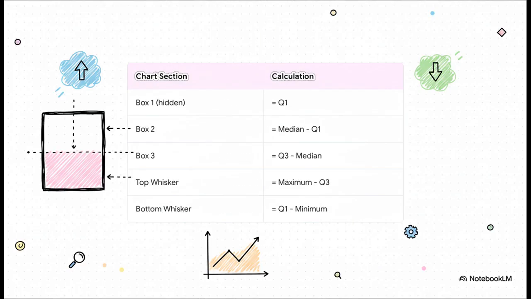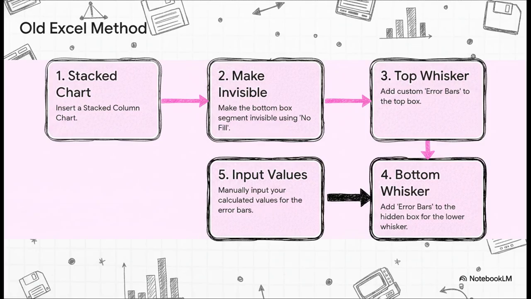But wait, you weren't done. Oh no. After that, you had to do a second round of calculations to find the differences between those values. You needed these numbers just to figure out how big each piece of the box and the whiskers needed to be. And then finally, you had to actually build the thing. You'd start with a stacked column chart, then you'd have to make some of the parts invisible, and then you'd manually add these custom error bars to create the whiskers. It was this whole clunky, time-consuming process.